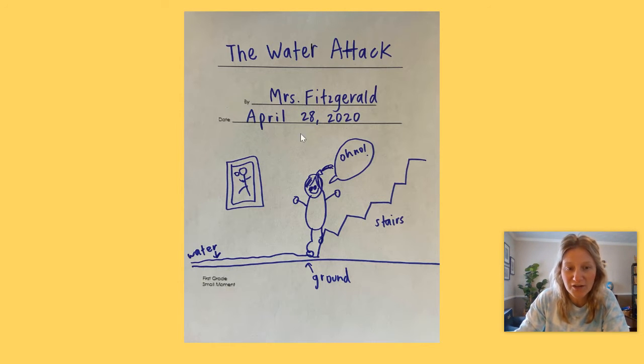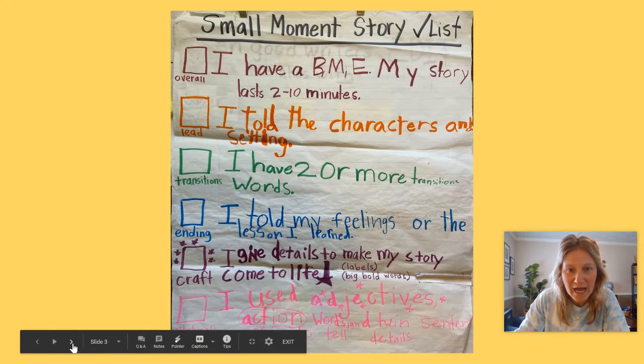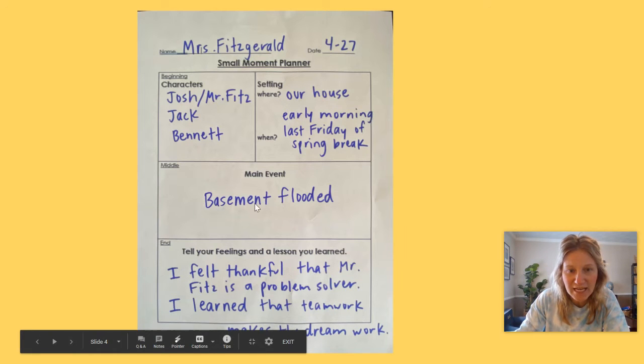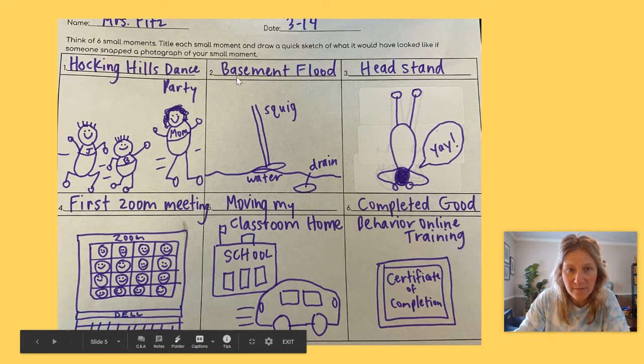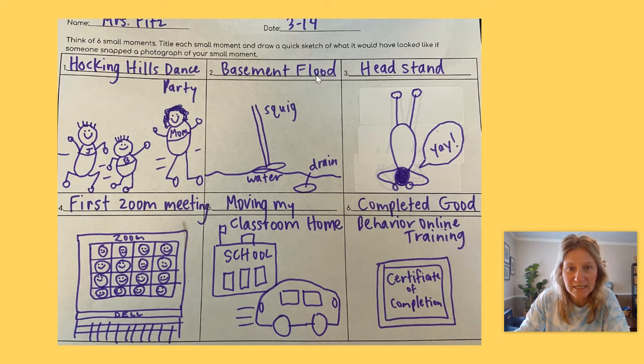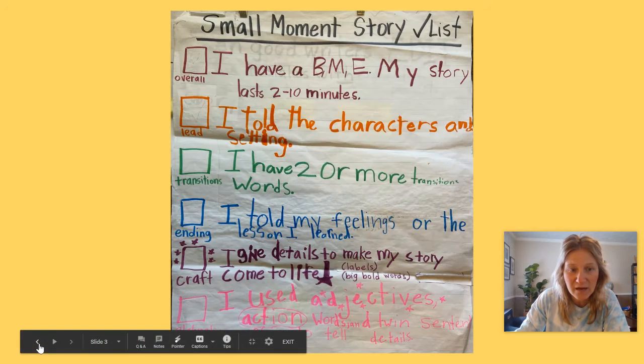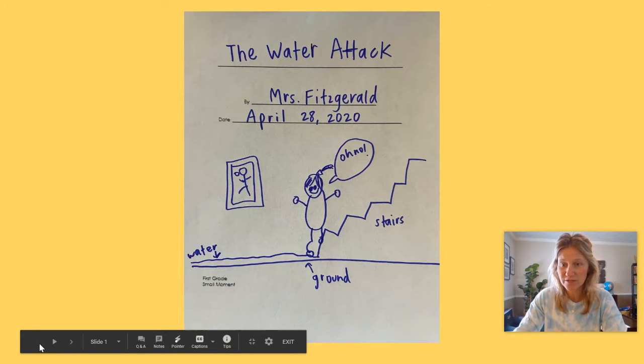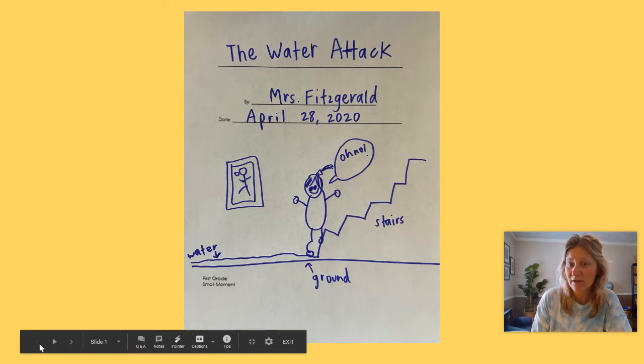My story was called The Water Attack. And if you notice, when I came up with my title over here, I just had basement flood. And on my brainstorming list from March 14th, I just had basement flood. But as I was thinking about what an interesting title for this book would be, I thought basement flood kind of sounds a little bit boring. By reading that title, they already know kind of the main idea of my story. So I decided to make it a little bit more interesting, and I called it The Water Attack.